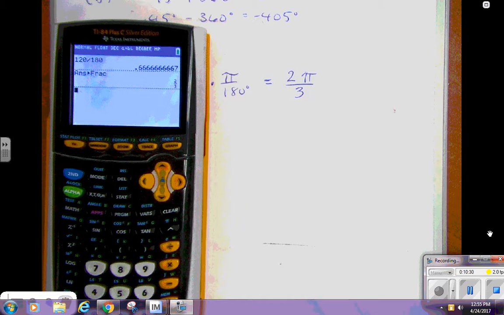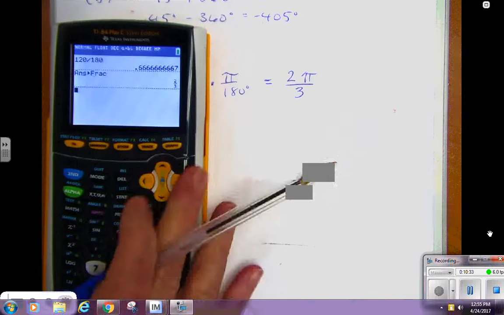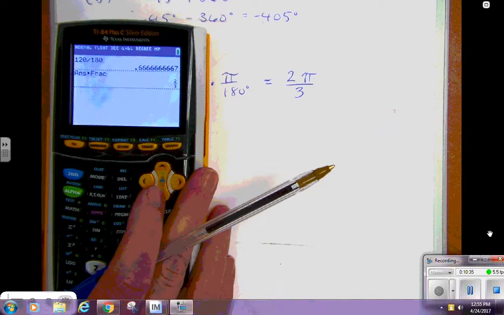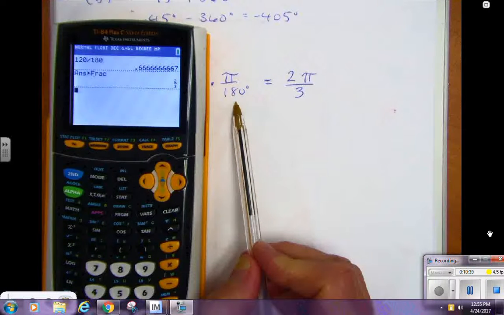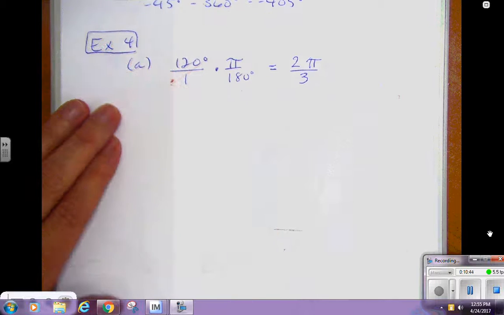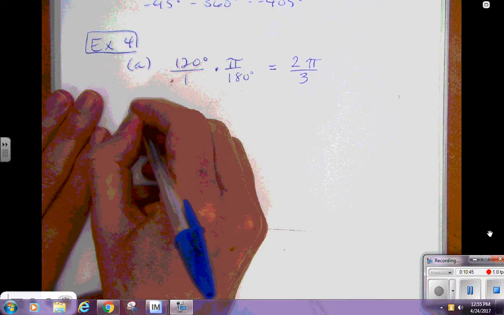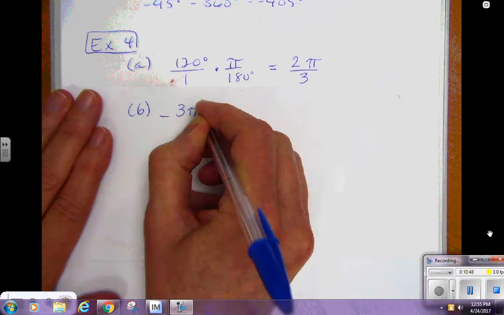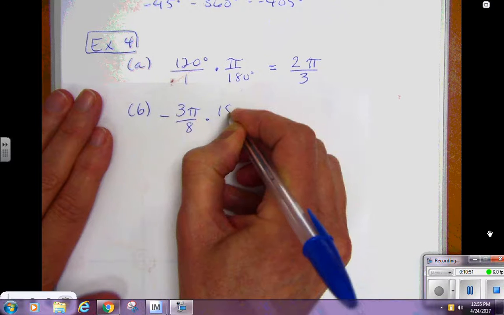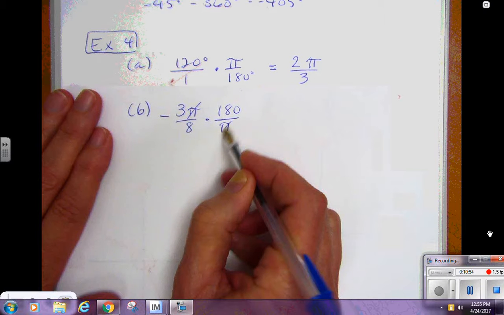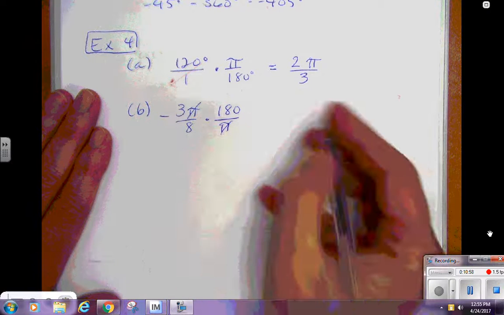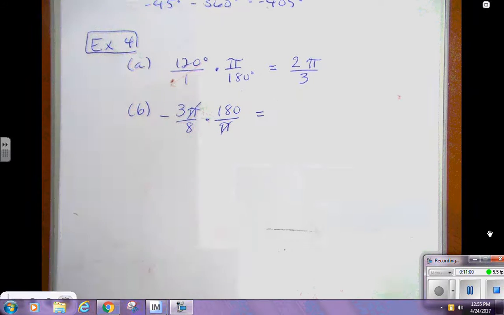Now, on the other hand, when you're changing radians to degrees, we're going to take the radian measurement and multiply it by 180 over pi, so it's really just the reciprocal of your other fraction. So on part B, we're going to take negative 3 pi over 8 and multiply by 180 over pi. That way your pi's reduce out, because when you're measuring in degrees, there's never a pi in your answer. And then just multiply your two fractions together.